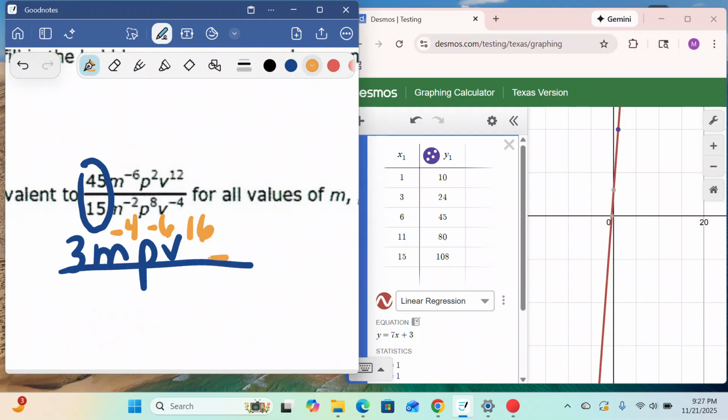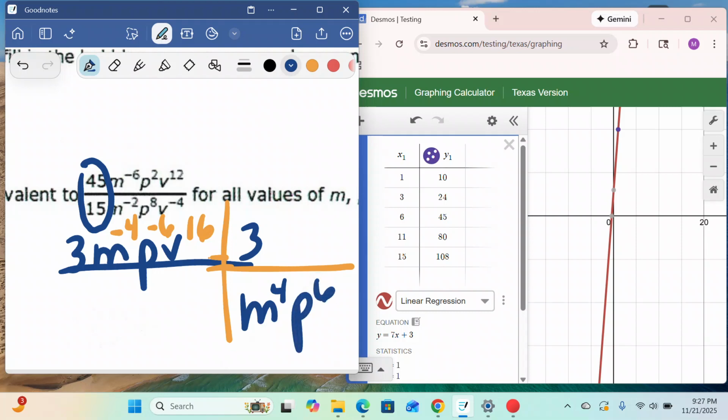And then of course, remember that you cannot have any negative exponents. So I'm going to keep on going, and I'm going to leave the 3 on the top. The m, I'm going to throw it to the bottom. It becomes positive. The p, I'm going to throw it to the bottom. It becomes positive. And the v is happy being by himself, and he stays at the top. So that is my answer.